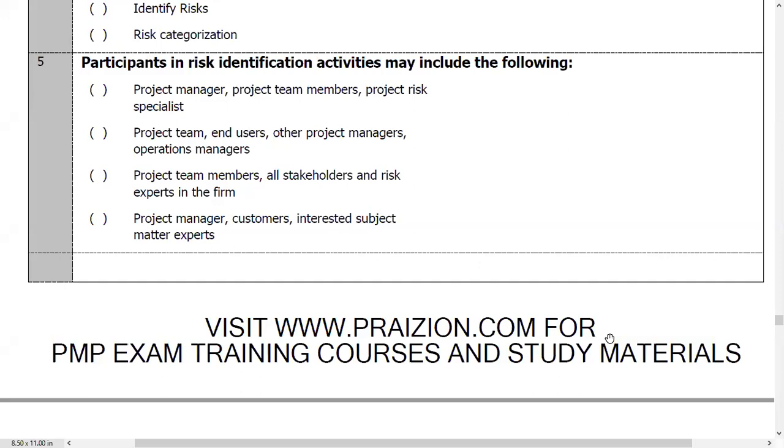Number 5, participants in risk identification activities may include the following: project manager, project team members, project risk specialists, or project team, end users, other project managers, and operations managers? Or is it project team members, all stakeholders, and risk experts in the firm? Or is it project manager, customers, interested subject matter experts? What do you think? I'll give you a minute.